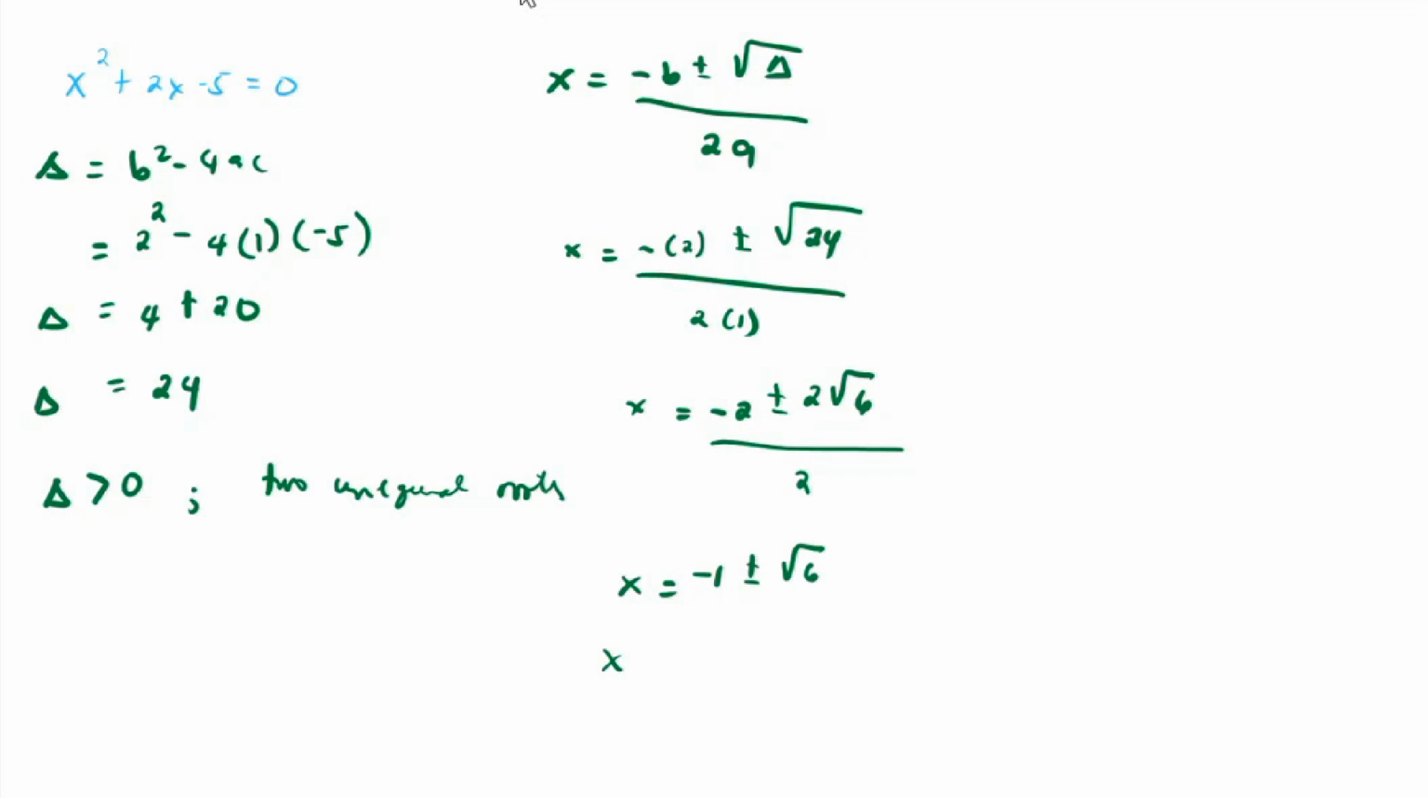Now let us separate the two possible answers. We have negative 1 plus the square root of 6, and the other one we have negative 1 minus the square root of 6. If you want to know the approximate value, then take the square root of 6. But this one is the exact answer. So I will accept that one.